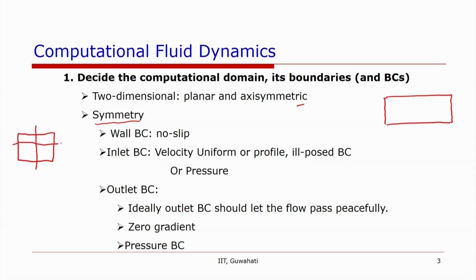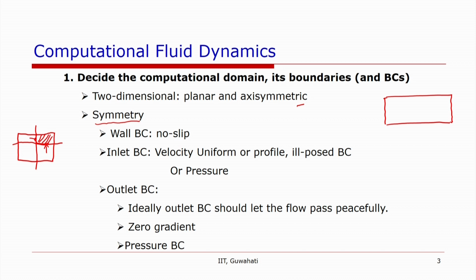Now, one can also take advantage of the symmetry of the problem and solve the problem in half of the domain. For example, for a rectangular or square channel, one can solve the problem in 1/4 of the domain with symmetry boundary conditions on these two faces. Once we have selected a domain, we have domain boundaries, and we need to define the appropriate boundary conditions on the domain boundaries.